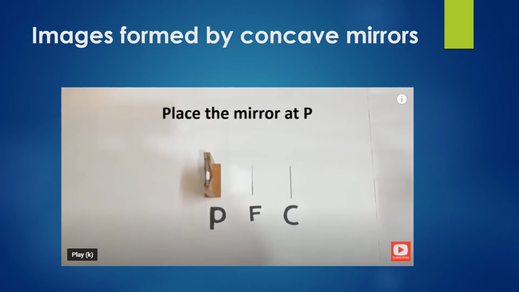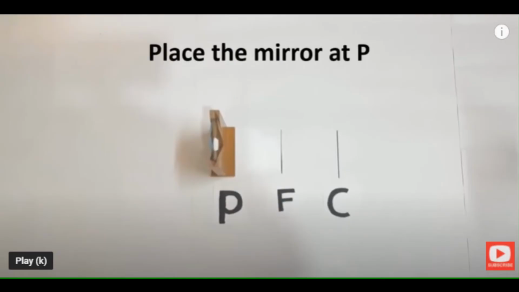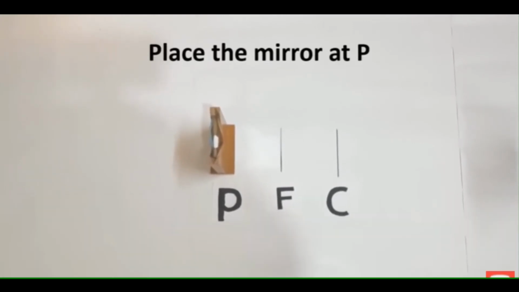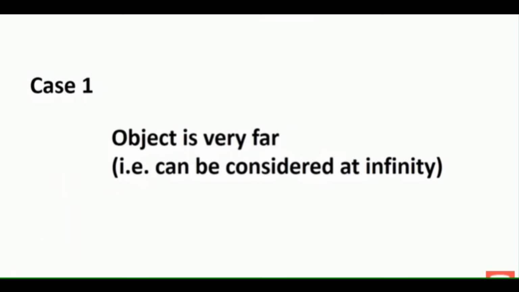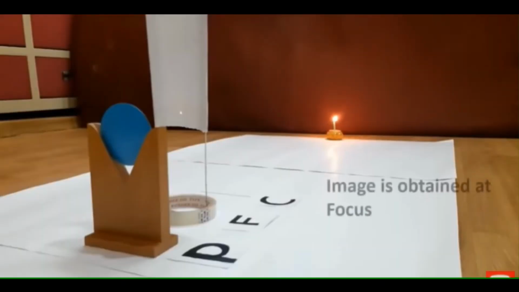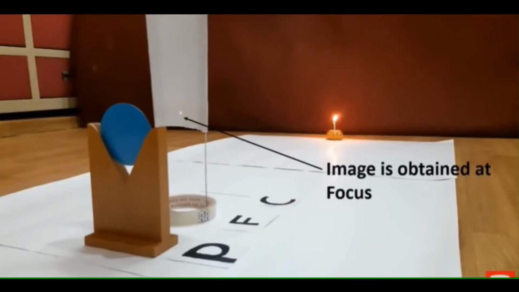Let's move to see what are the features of the image formed by a concave mirror. So for that I am going to show you a small video clip and we'll try to study the features of the image using this small video. And this video is copied from YouTube. So in the first instance, we keep the object far away and observe the image formed.